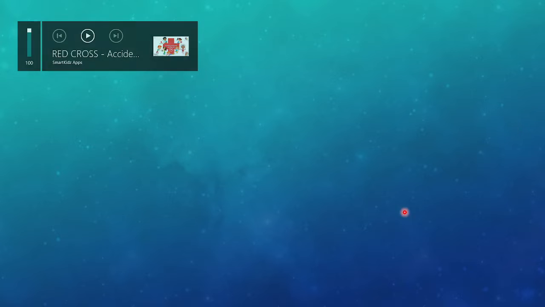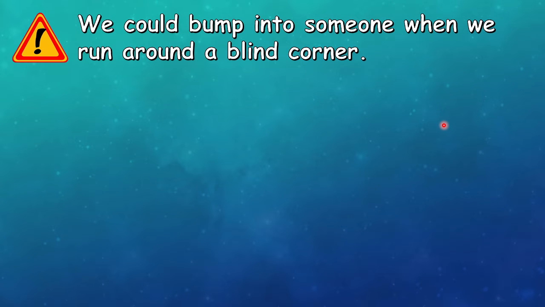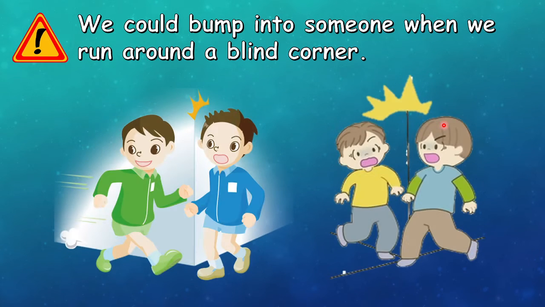For the stair? Oh, that's very dangerous. Next is we could bump into someone when we run around a blind corner. This one is what Teacher Danica is saying. Blind corner, this one. The corner where you cannot see who's on the opposite side. If there's someone coming from the opposite side, and some people run and then someone is coming and then they bump into each other. Or maybe someone that doesn't look and they bump into a teacher, that's a big problem.